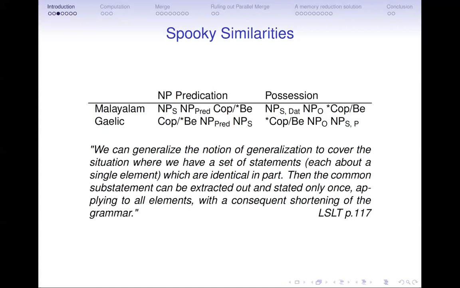I've given you here a quote that goes back to 1955 from Noam Chomsky's Logical Structure of Linguistic Theory, which is still a very true statement about how generative grammarians think about what they're doing when they're studying language. Chomsky says there, we can generalize the notion of generalization itself to cover the situation where we have a set of statements which are identical in part. Then the common substatement can be extracted out and stated only once, applying to all elements with a consequent shortening, that is a simplification of the grammar.